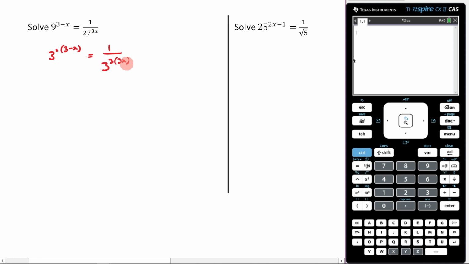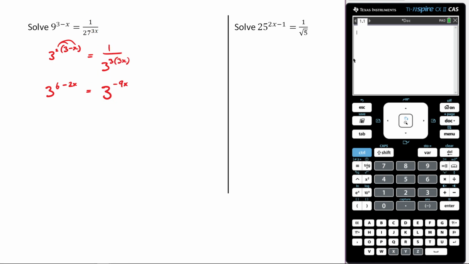Okay, the next thing I want to do is bring this up into the numerator, and I want to distribute out this 2. So I'm doing multiple steps here. So this is going to become 6 minus 2x. And then on this side, I'm going to bring this up. This is going to be 3, and 3 times 3 is 9x, negative 9x. You have to change the sign if you're going to take the reciprocal.